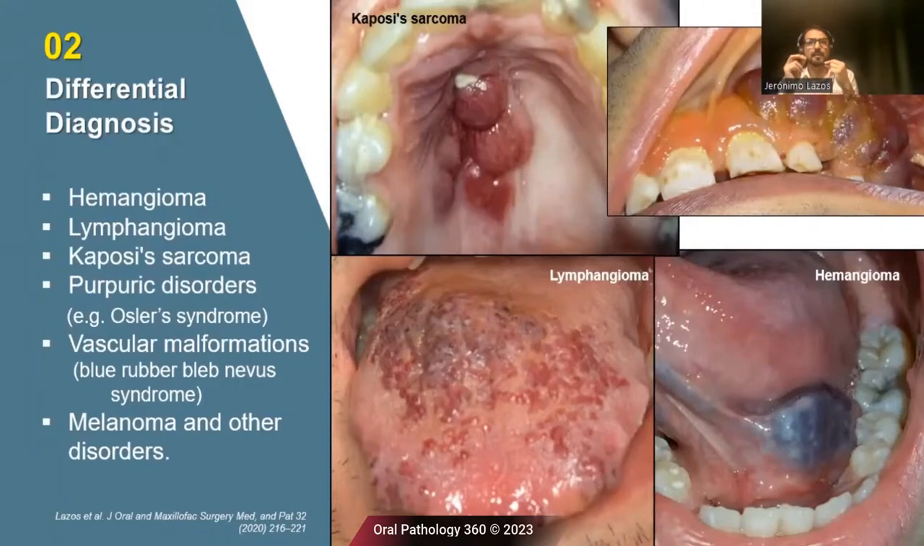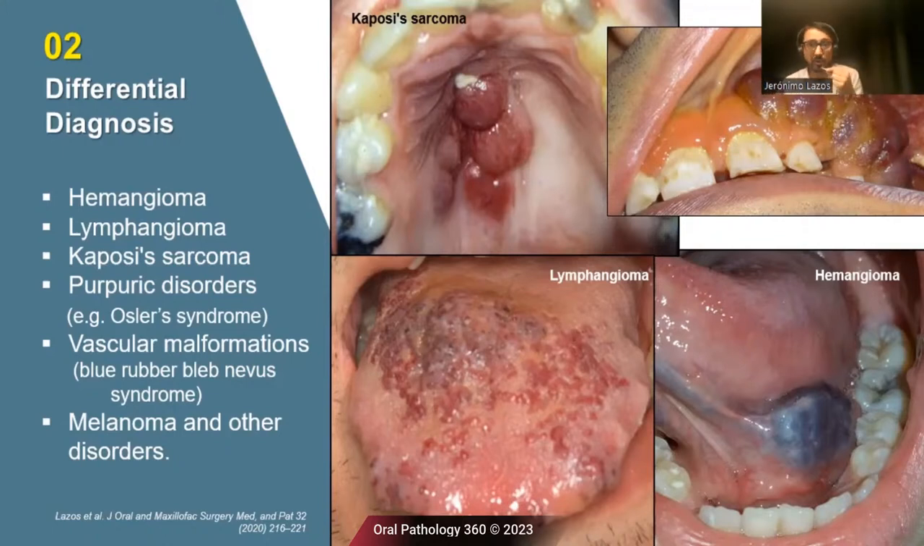So, when we talk about the differential diagnosis, there are many lesions and many disorders that could look like oral varicosities. So OB may be confused with hemangioma, lymphangioma, Kaposi sarcoma, even melanoma, and some other disorders. However, most of these lesions can be properly differentiated by a thorough medical history and a detailed clinical evaluation. Also, with diascopy, OB shows blanching, which proves its vascular origin. So diascopy is useful to establish a differential diagnosis with melanotic or purpuric lesions, which do not change coloration under pressure. Here you can see some photos.